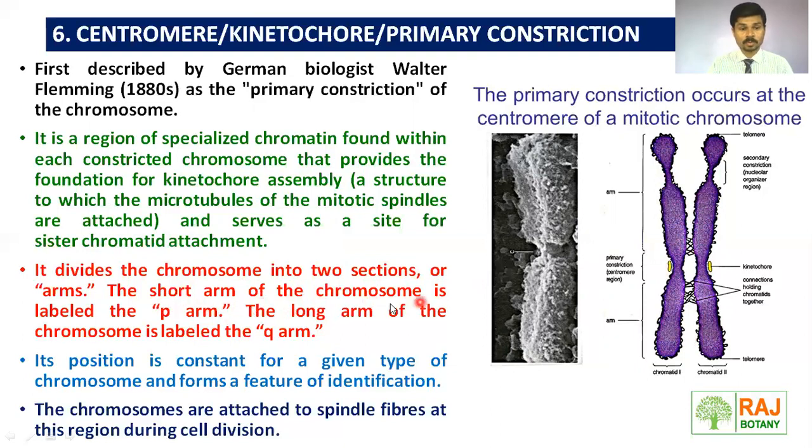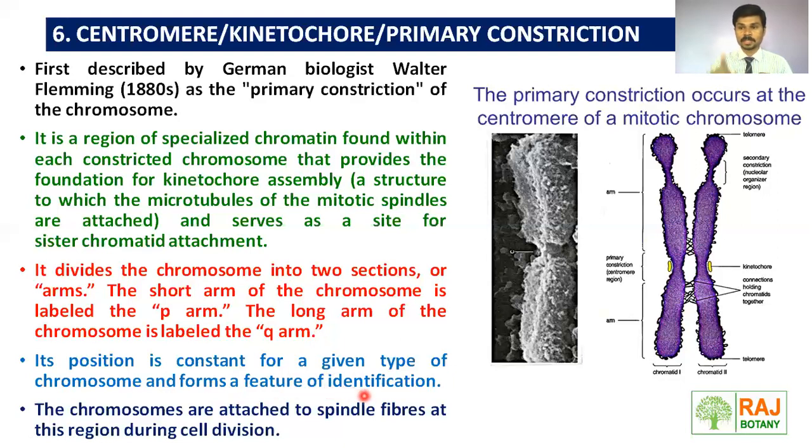The short arm of the chromosome is labeled the P arm. Here you can see the short arm is called the P arm, and the long arm of the chromosome is called the Q arm. The centromere divides the chromosome into two arms, P arm and Q arm. The position of the centromere is constant for a given type of chromosome, and this forms a feature for identification.